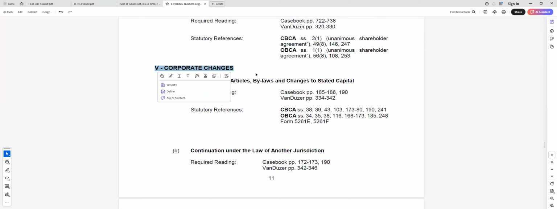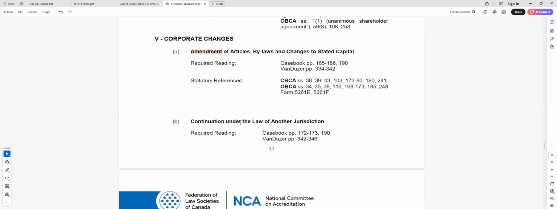Now, can the corporate change its name or can the corporate change its structure? Yes, of course. But how they can do it? By amendment to its articles, articles of incorporation or bylaws, and changes to stated capital. The capital they had decided earlier, if it is $1 million, later they want to change it to 2.5, they can do it. So amendment can be done, but what all needs to be amended, that is what we are learning. Continuation under the law of another jurisdiction.